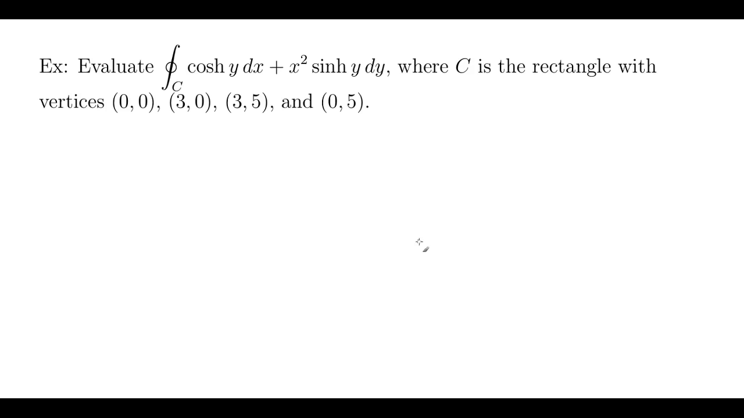This exercise asks us to evaluate the line integral along C of cosh y dx plus x squared sinh y dy, where C is the rectangle with vertices (0, 0), (3, 0), (3, 5), and (0, 5). So let's first just sketch a really quick graph of what that looks like.